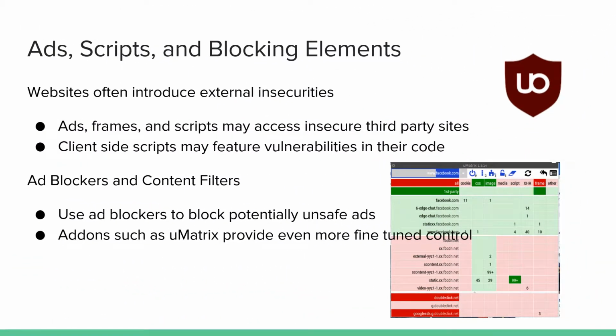Many websites will introduce vulnerabilities to your browsing experience through items that connect to third-party sites, such as frames and advertisements. Client-side scripts can also be used maliciously to compromise your data, whether intentionally or not. Ad-blocking add-ons such as uBlock can improve your experience by blacklisting these sites. More technical users can use uMatrix to selectively blacklist all sorts of elements on a website, such as the frames, scripts, or XHR.